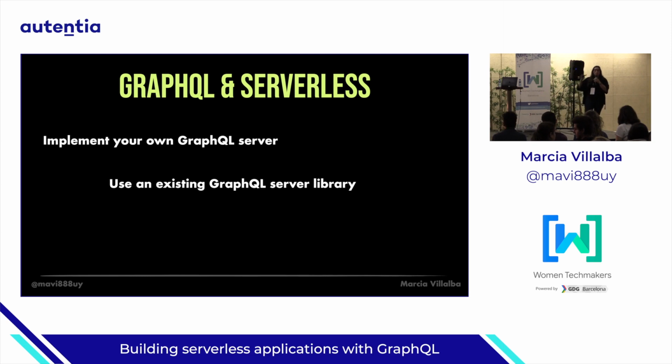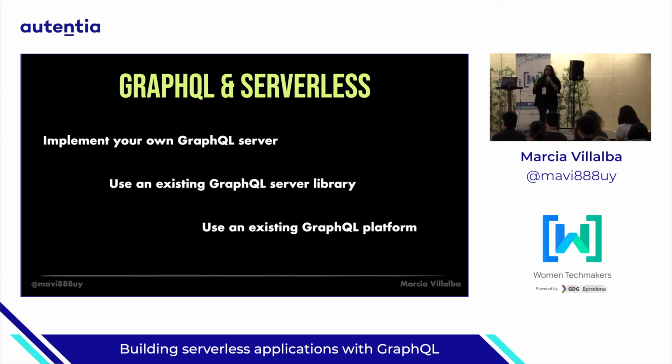But this is the most common way of using GraphQL: installing it in a server in the cloud, in an instance somewhere, and then managing that instance. But that's not the way I recommend. For me, the best way to use GraphQL is to use an existing GraphQL platform. That means somebody already grabbed that library for me, installed it in a server, and manages it for me. And I just write my schema, and I write my resolvers. And that's all I care about.